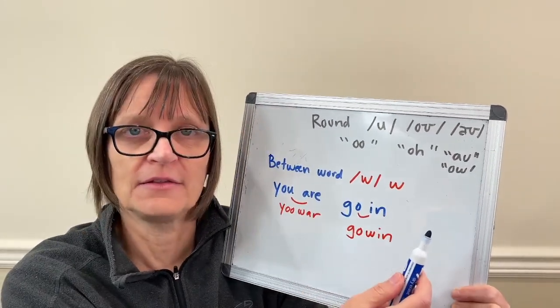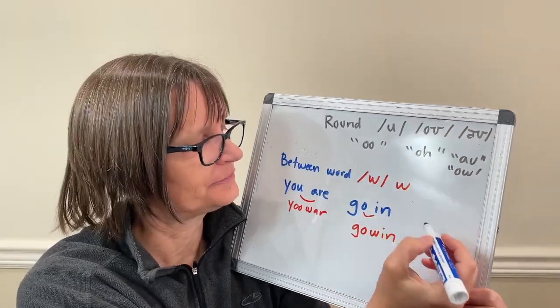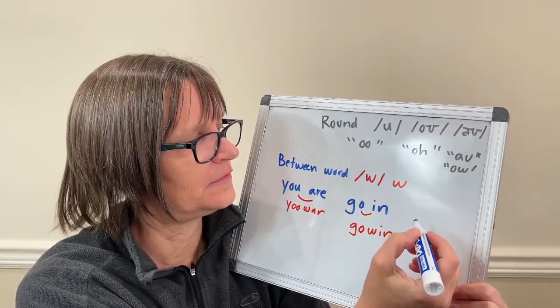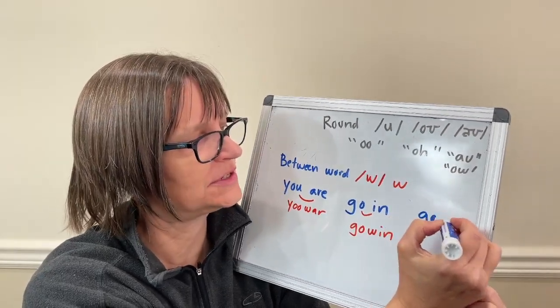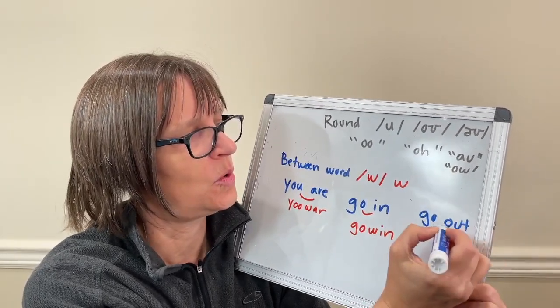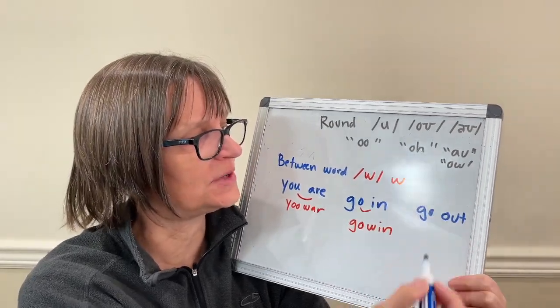And then similarly for the ow diphthong, as in go, like if I have the ow at the end, for example, go out, go out. That's another example of leading from an O to an ow sound.